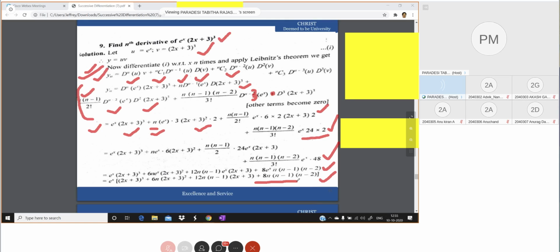2x plus 3 power 3 term, 2x plus 3 power 2 term, 2x plus 3 power 1 term, and then the term which does not involve 2x plus 3. Pallavi is already confirming that it is right. You checked all of it.